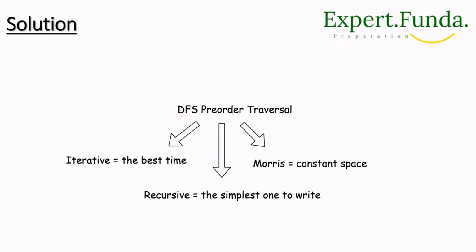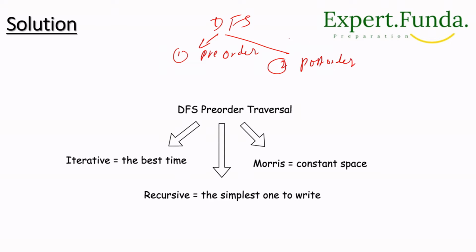The three DFS ways to traverse the tree are pre-order, post-order, and in-order. The first way is to implement pre-order, another is post-order, and the third one is in-order.